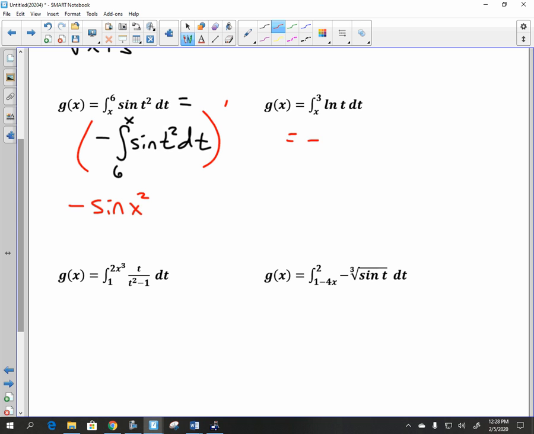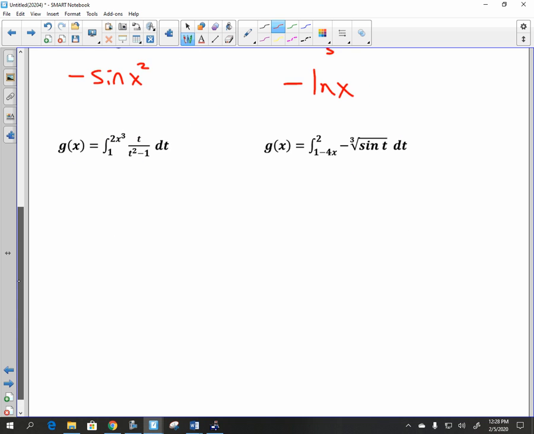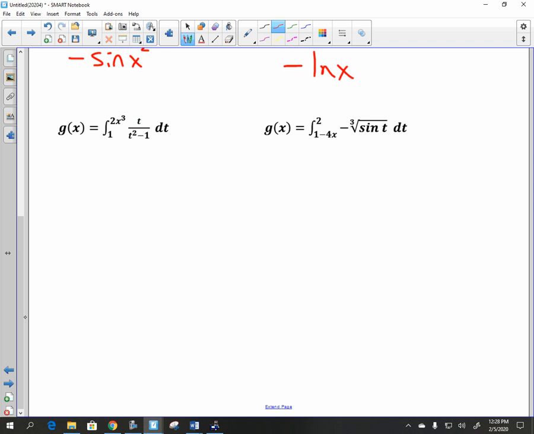Next one I write as negative integral what? 3 to x of natural log of t dt. And I get, that's it. What's different about this? There's a function, isn't there? Everybody agree that there's a function in a function? What rule did you use when you took the derivative of a function in a function? Chain rule, that's composition. It's exactly correct.